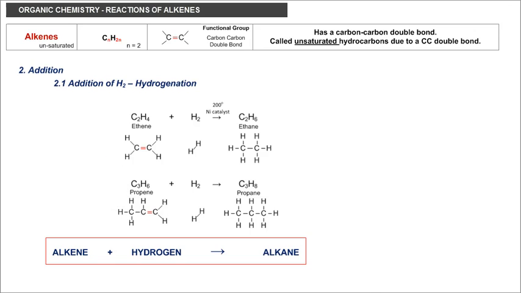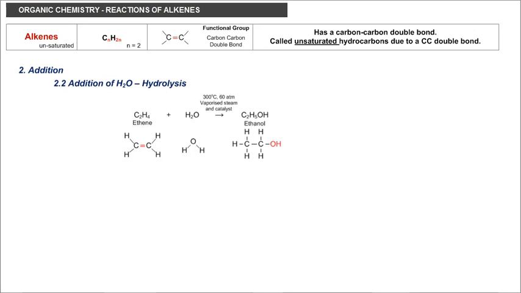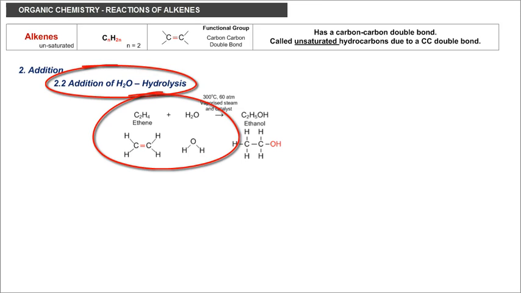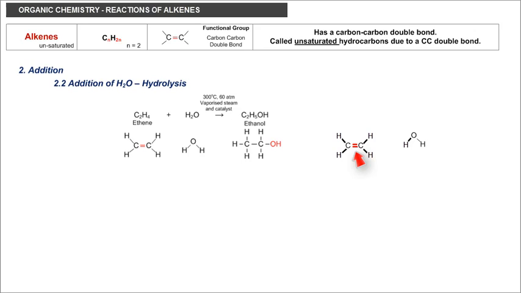The next addition reaction is with water, H2O, where the H2O is added into the carbon chain and it is called hydration. In the reaction between ethene and water, once again, one of the double bonds breaks, and for H2O, one of the 2 H-O bonds breaks, resulting in an H and an OH.